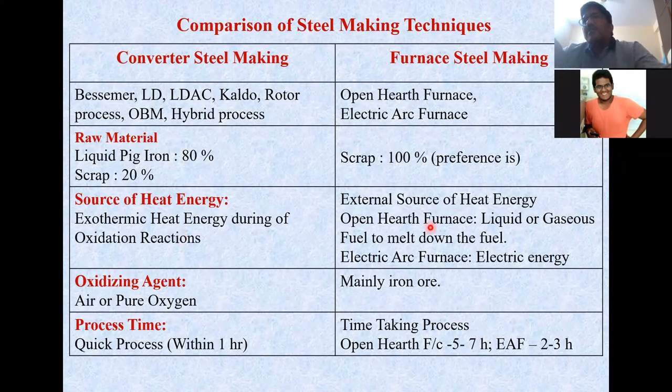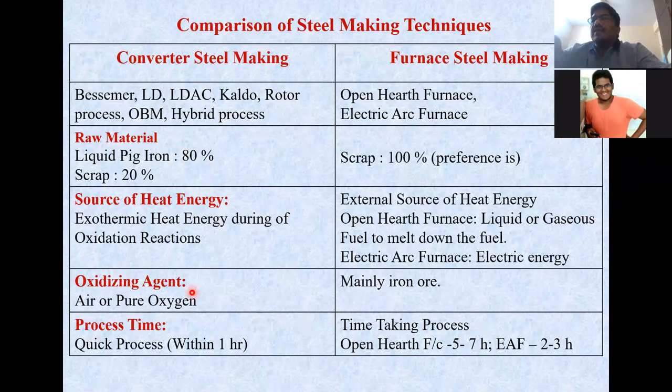When it comes to the open hearth furnace or electric arc furnace, because you have taken scrap as a raw material, you are supposed to melt it down to the liquid state, and only then is refining possible. So to melt it down, you need an external source of heat energy. That can be liquid or gaseous fuel in the open hearth furnace, and electrical energy in the electric arc furnace, as the name says.